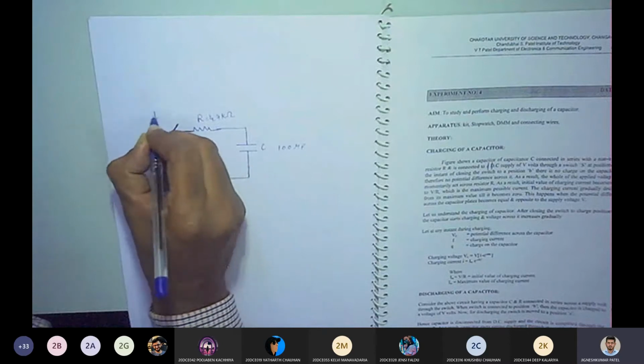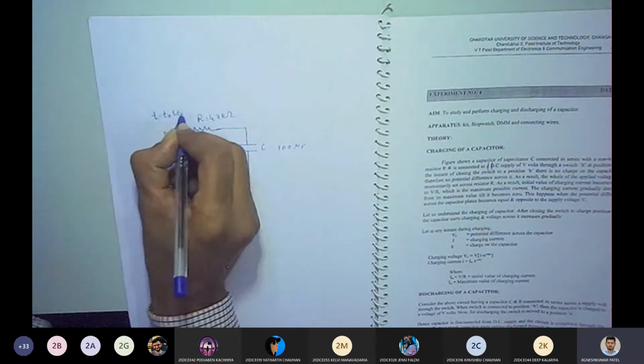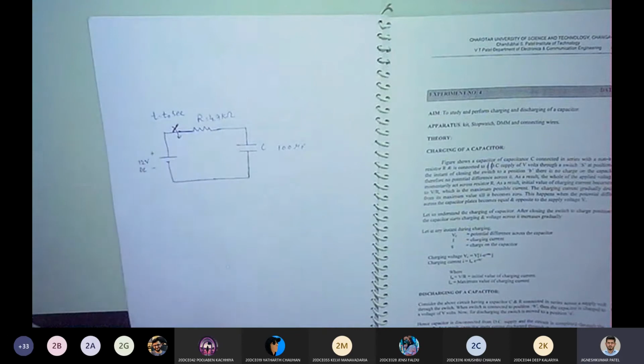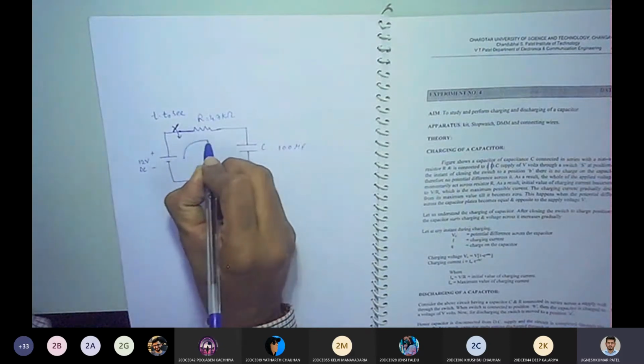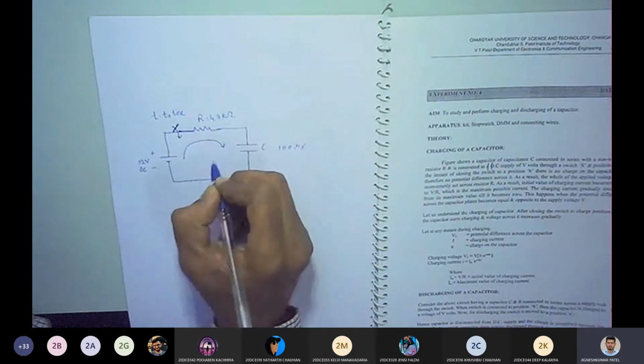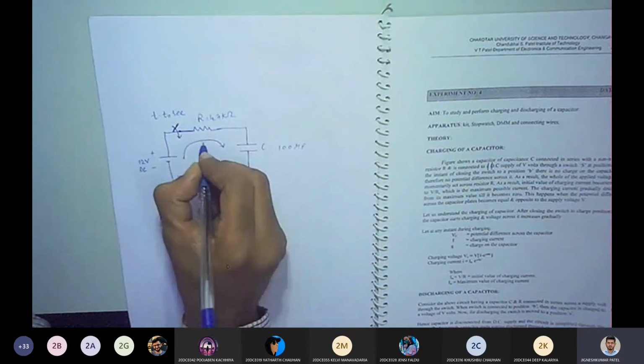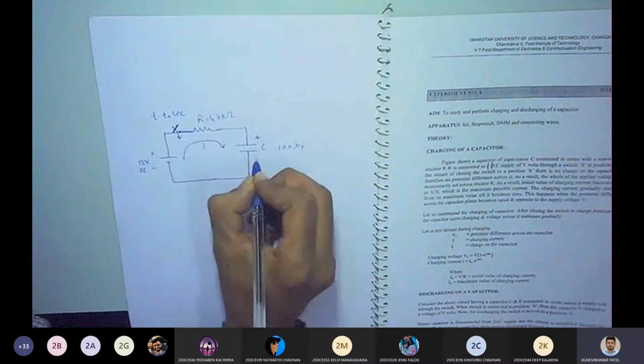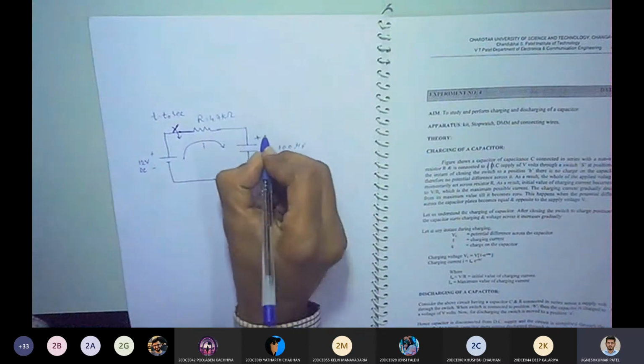At t equal to t0 second, suppose I close this switch, and ultimately your battery is connected with your capacitor, and you get a closed path. So what happened? At t equal to 0, as your switch is closed, current I is flowing in this clockwise direction, and ultimately gradually your capacitor is charged.